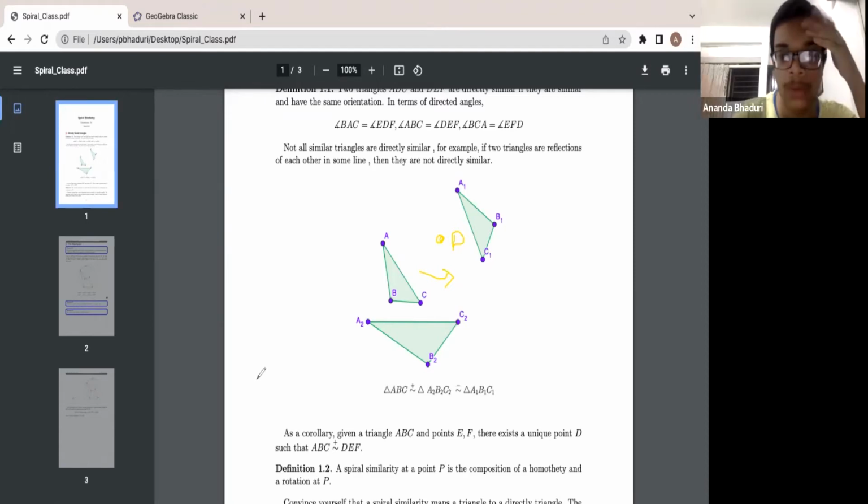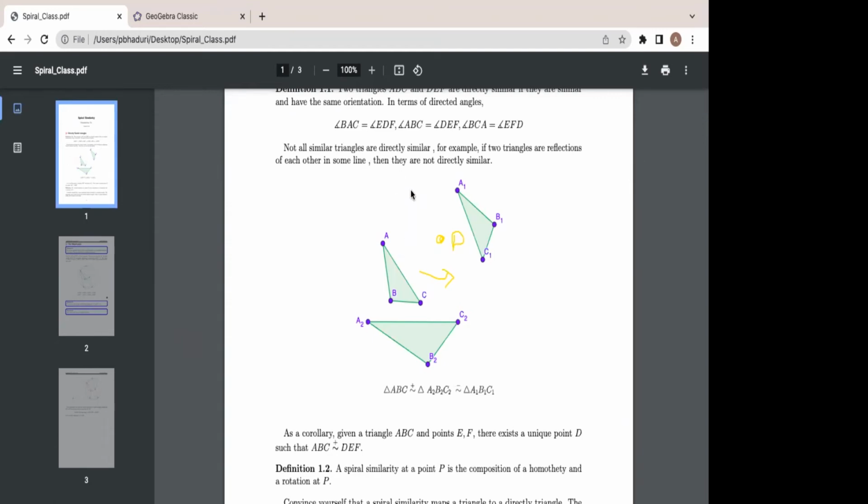So do you see why rotations and homotheties preserve directed angles? Hopefully that should be clear.